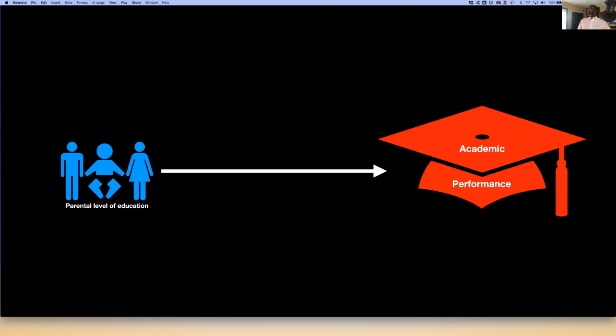All right, so we might want to say there is a relationship between parental level of education and academic performance, right? So which is the independent variable and which is the dependent variable? Parent level of education is independent. Right. It's having an effect on what? Academic performance. Absolutely.